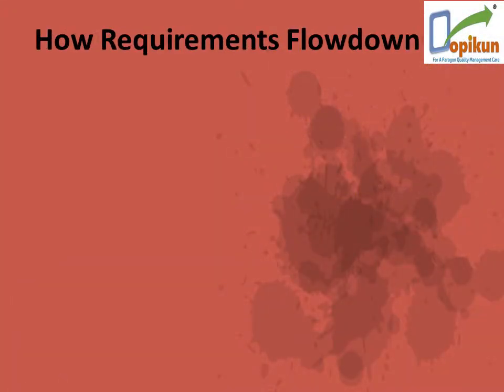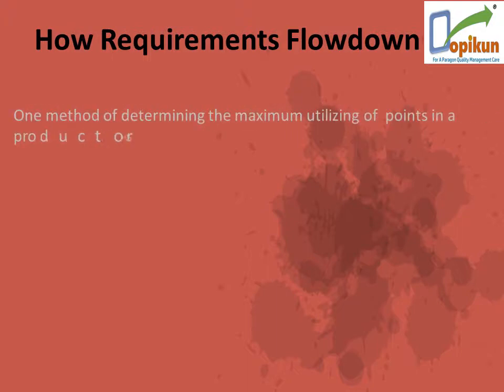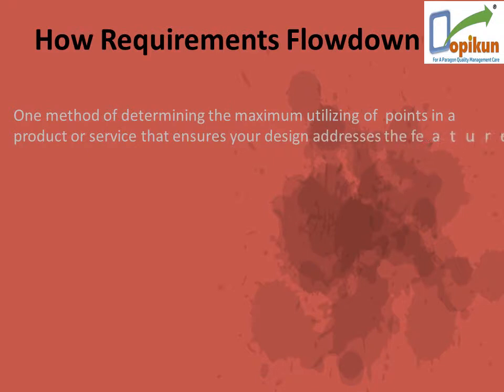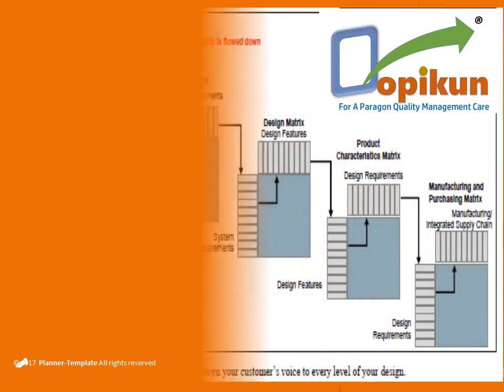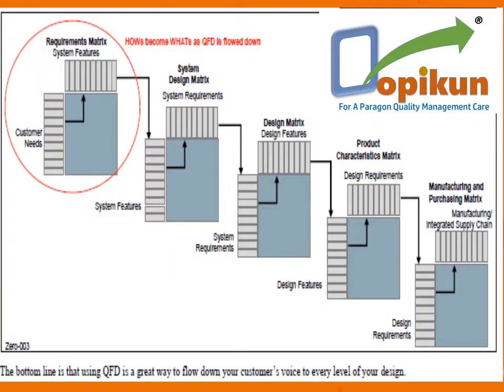How requirements flow down. One method of determining the maximum utilization of points in a product or service that ensures your design addresses the features that confirm customer satisfaction is the waterfall relationship, as shown below in the next slide. This flow-down chart explains from basic design to the product characteristic matrix, then to the design feature matrix, then the system requirement matrix, to the system matrix, to requirement features, to customer needs.